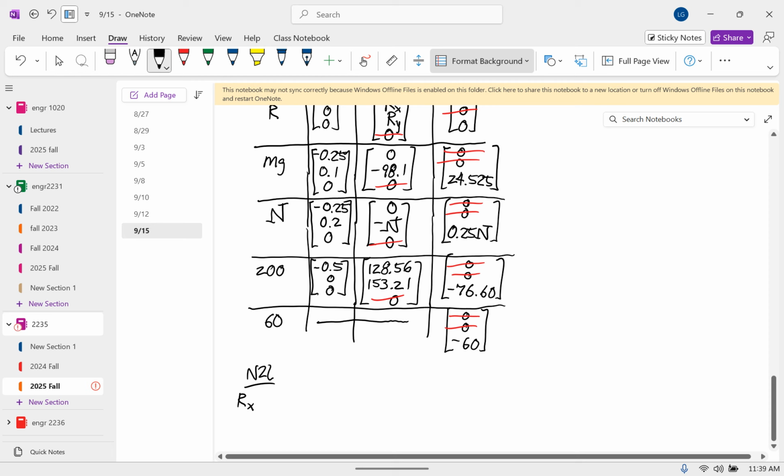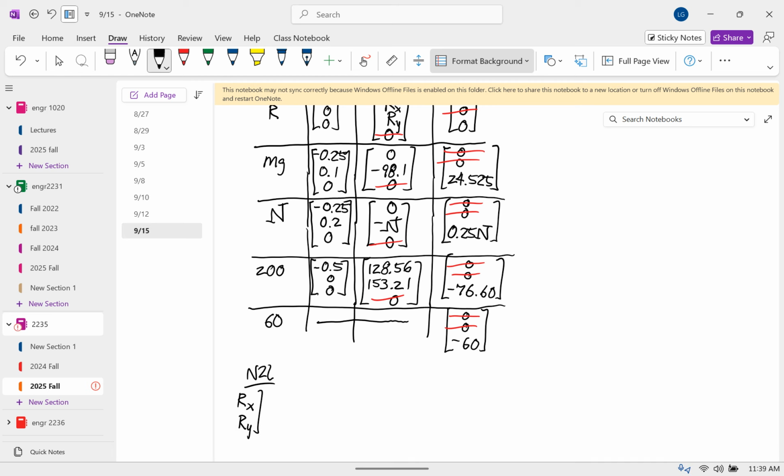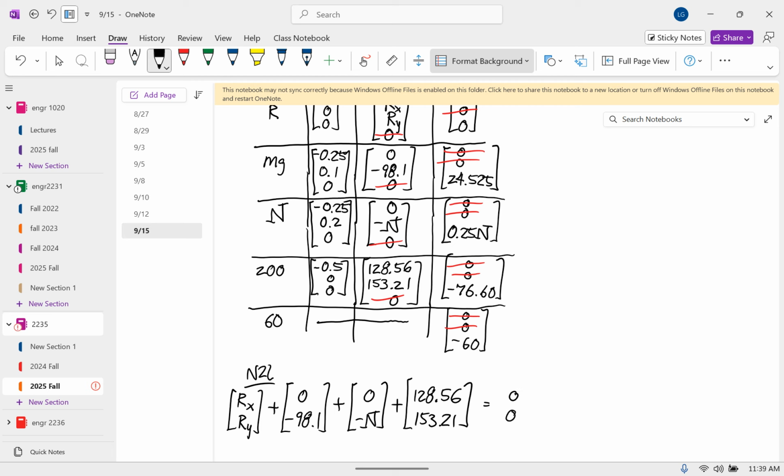So for the forces, we have Rx, Ry, plus 0, negative 98.1, plus 0, negative n, plus 128.56, 153.21 is equal to zeros.